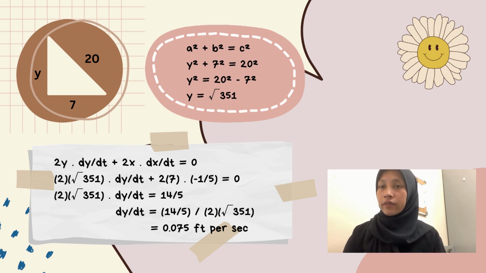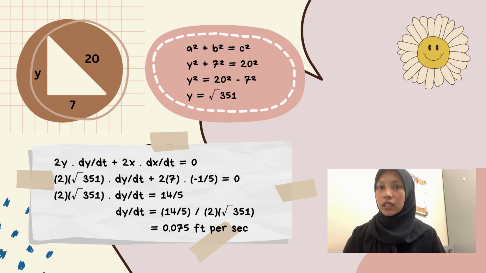Since we already know the value of x, which is 7 feet, we can find the value of y. We use Pythagoras theorem once again here in order to find the value of y. We substitute all of the known values into the formula, then we will get y is equal to square root 351. After that, we use the equation we got before, which is 2y times dy over dt plus 2x times dx over dt equal to 0.